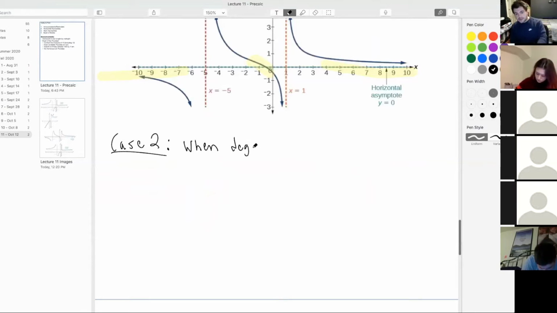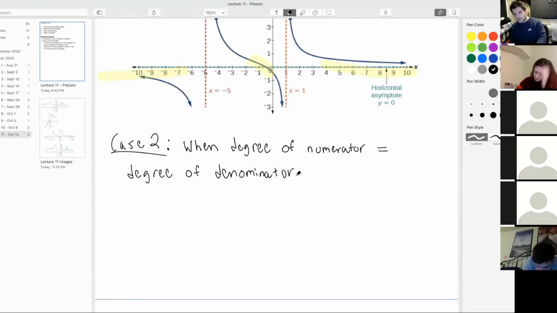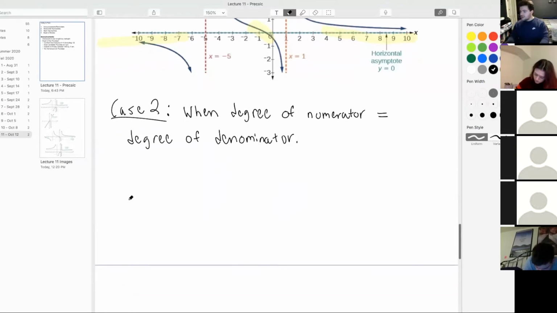When the degree of the numerator equals the degree of the denominator. So this is what it looks like.